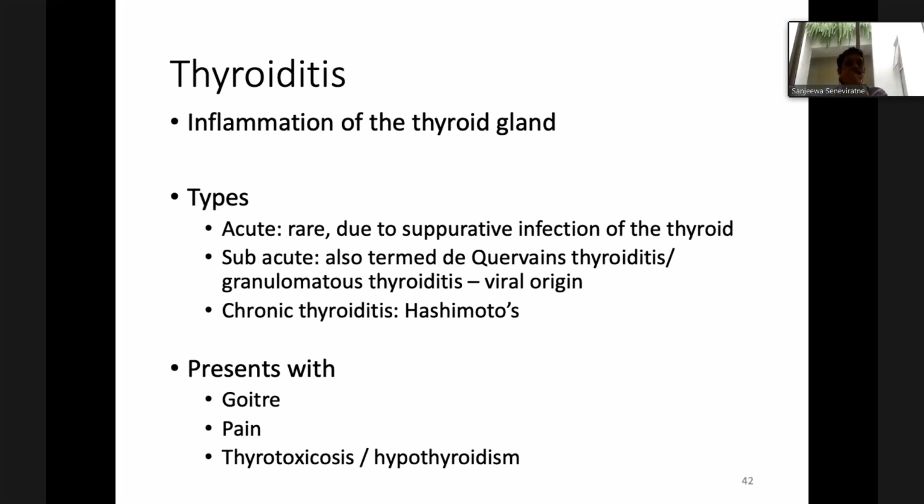Moving on from malignancies to thyroiditis. Thyroiditis is inflammation of the thyroid gland. There are three varieties of thyroiditis that we talk about: acute, subacute, and chronic. Acute thyroiditis is generally a rare problem associated with infections of the thyroid gland. What we see more commonly are subacute or de Quervain's thyroiditis and chronic thyroiditis or Hashimoto's thyroiditis. These typically present with a goiter and pain due to the inflammation. They are either thyrotoxic or hypothyroid, depending on the state in which we see them.